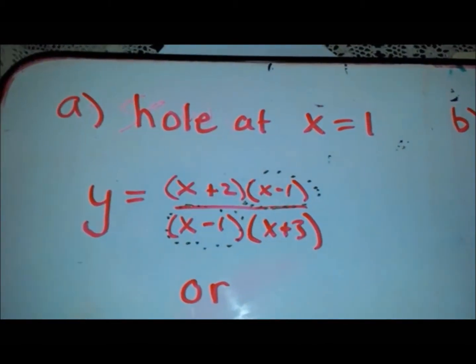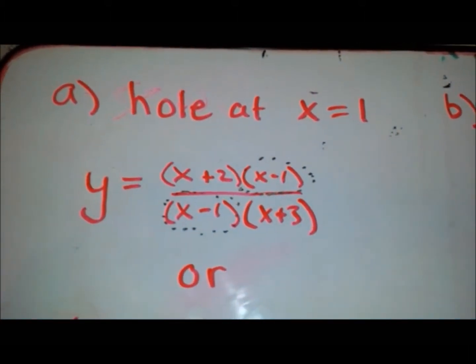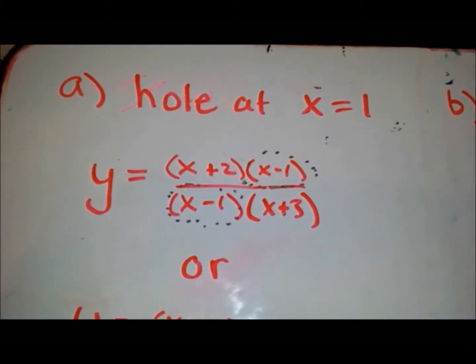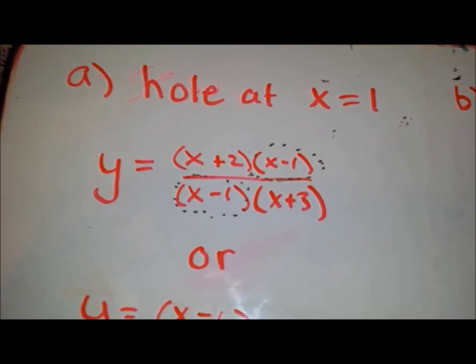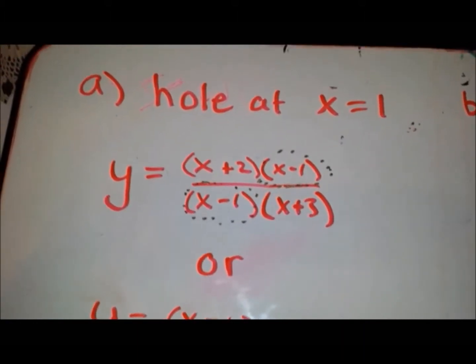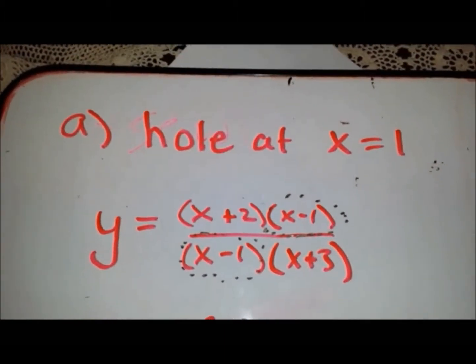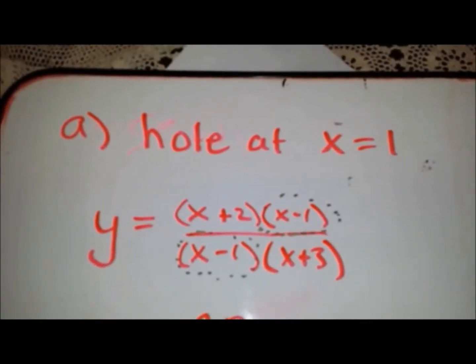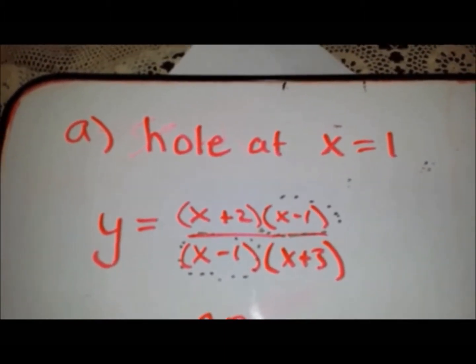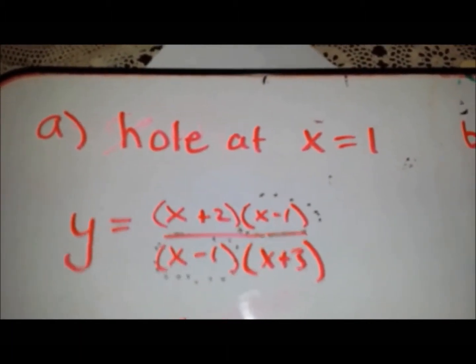Looking at part A of my question, it wants a hole at x equals 1. When looking back to our rules, a hole is created when a common factor on both the numerator and the denominator is displayed. When looking at the first example I decided to do, it's easy to see that x minus 1 is a common factor, therefore creating a hole at x equals 1.